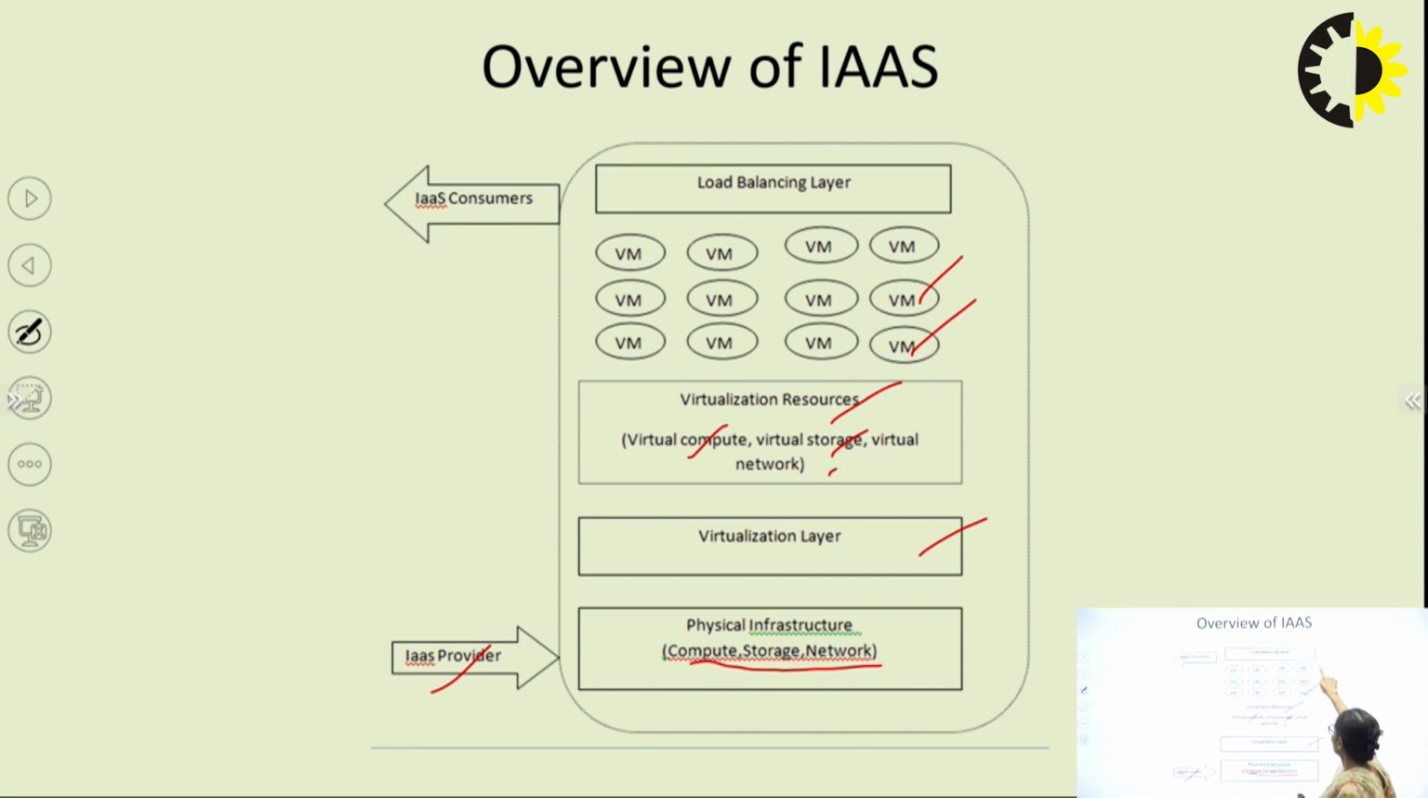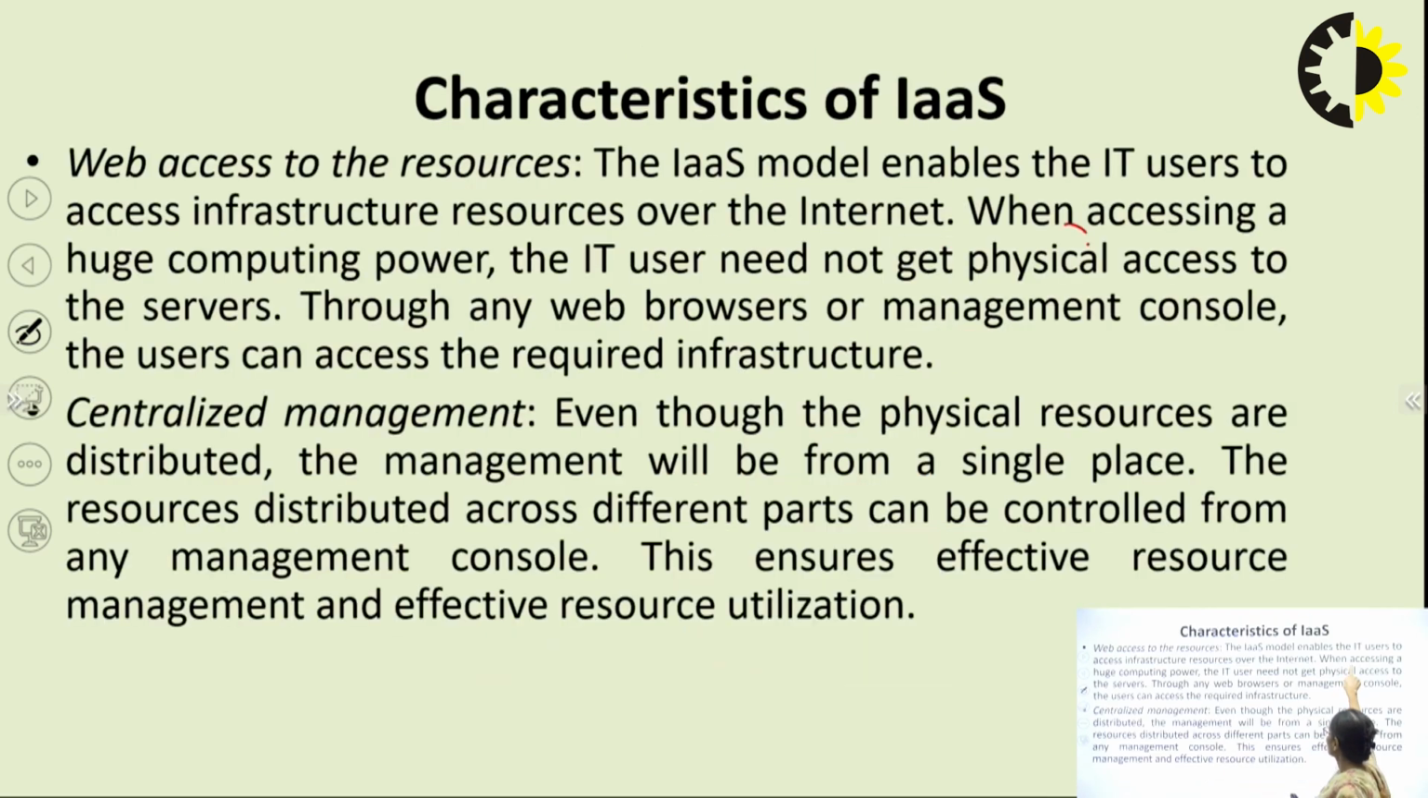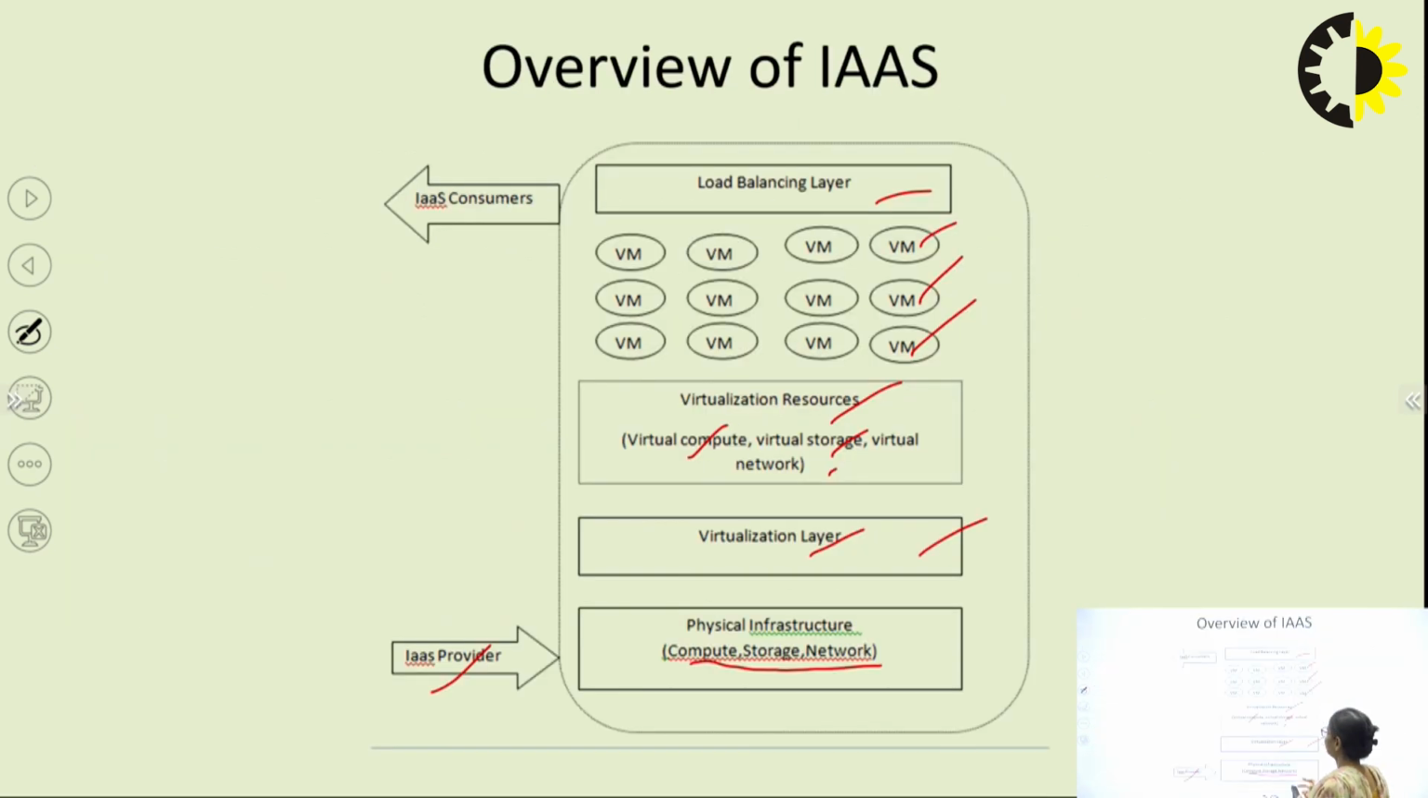Here we are having different VMs which are created by this virtualization layer. And above that, we are having the load balancing layer for distributing the load across all these VMs. And after all these things are done, then we are having the IaaS consumer here.